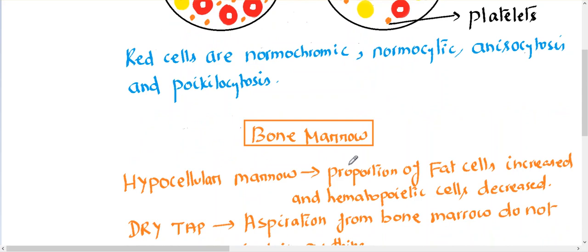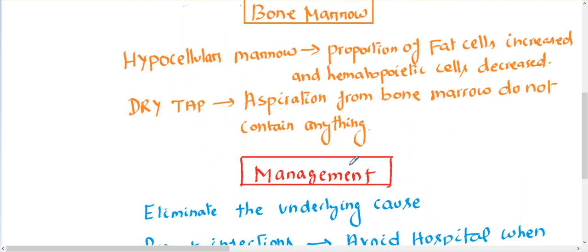Okay, so now coming to the bone marrow finding, when you do the bone marrow in aplastic anemia patients, it's a hypocellular marrow, because the cells in the marrow have been replaced with fat cells and also stromal cells. So the fat cells and stromal cells are increased and hematopoietic stem cells are decreased. Now when you do the bone marrow aspiration, you don't get any cells, because they are all replaced by the fat and stromal cells. So when you do the aspiration, there'll be a dry tap. Aspiration from the bone marrow does not contain anything.